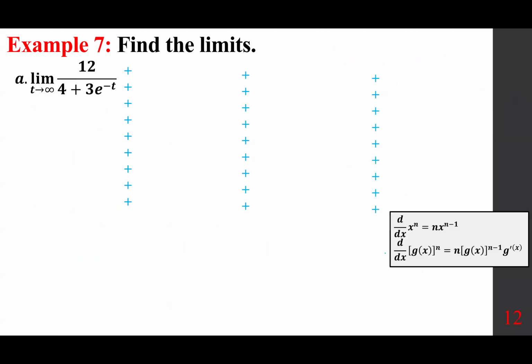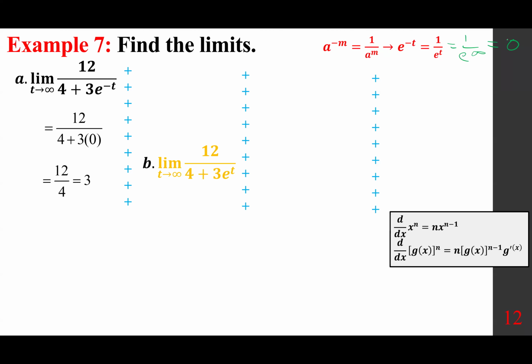All right. What happens here? Again, we are going to plug in. So if you plug in e to the power of minus t, what happens to that? Reminding you, a to the power of minus m is 1 over a to the power of m. E to the power of minus t is 1 over e to the power of t. T is approaching infinity. We have 1 over e to the power of infinity, which is 1 over infinity, which is 0. And therefore, the answer is 12 over 4, which is 3.